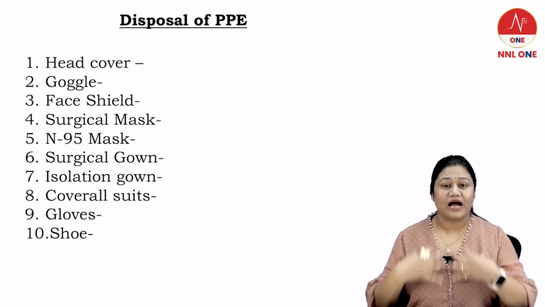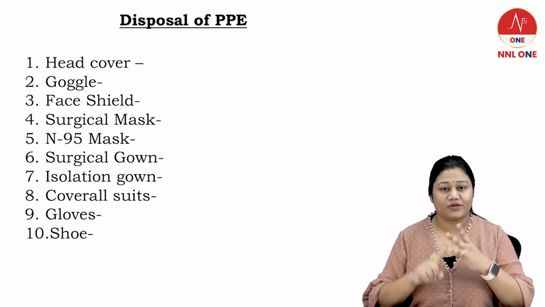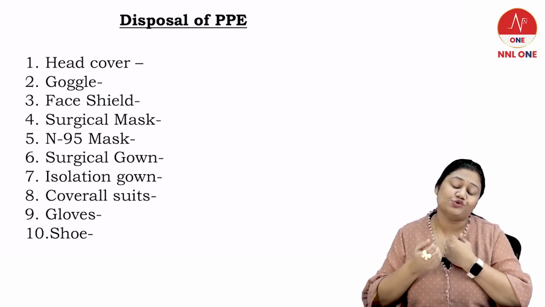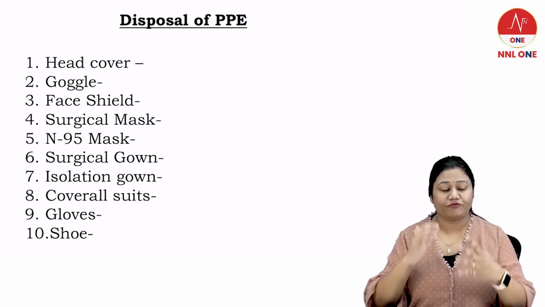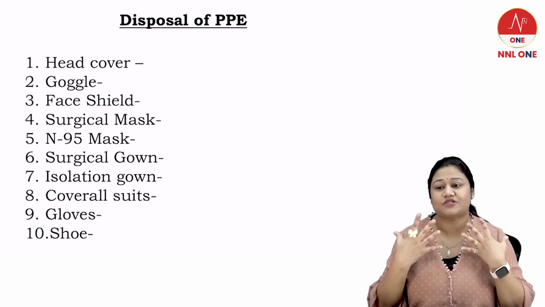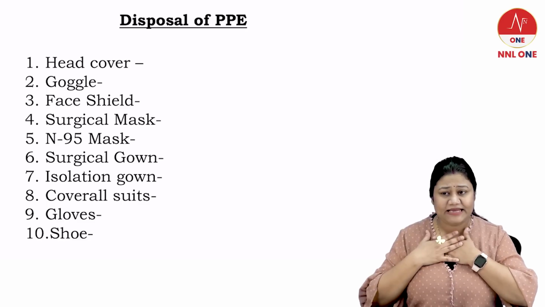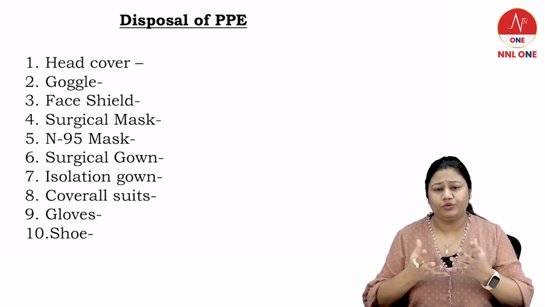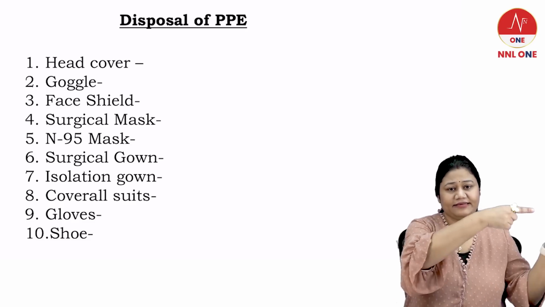Then comes your gown. If you are wearing a surgical gown, coverall suit, or isolation gown, discard it in the yellow. If you are wearing the plastic apron, which is usually used by the scrub nurse or the scrub surgeon before the surgical procedure when there is a risk of high body fluid exposure, it is like a sheet to protect the clothing they are wearing from getting moist or exposed. So the plastic apron should be discarded in the yellow bin.